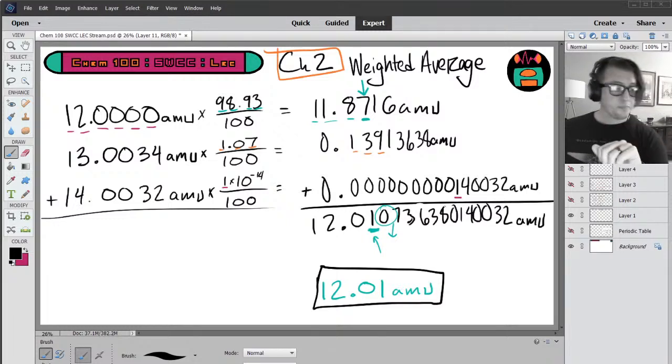Okay, so that is how you take a weighted average. This is definitely a problem you want to practice. It will for sure show up on exam 1.